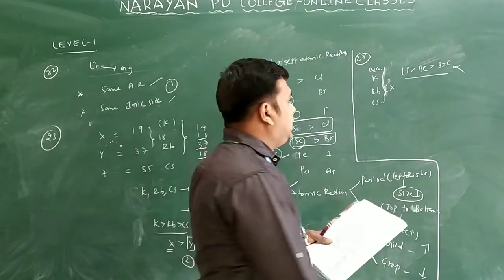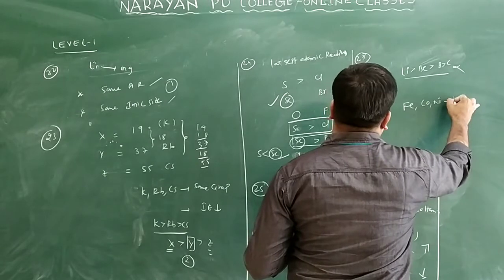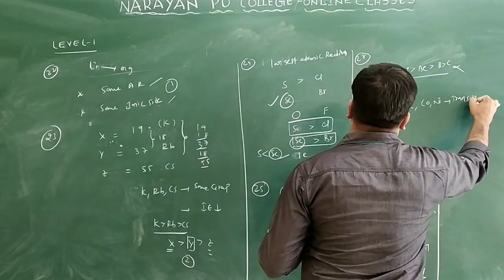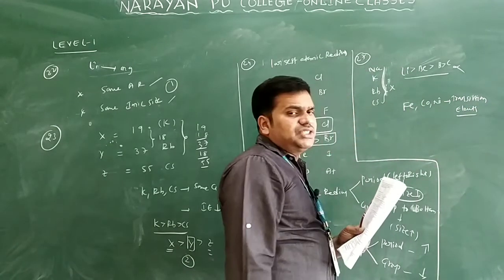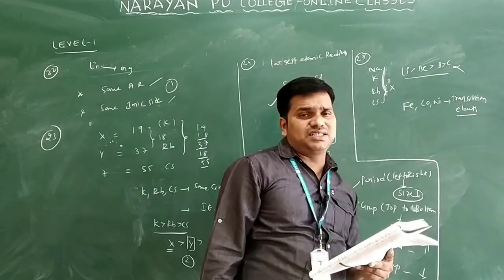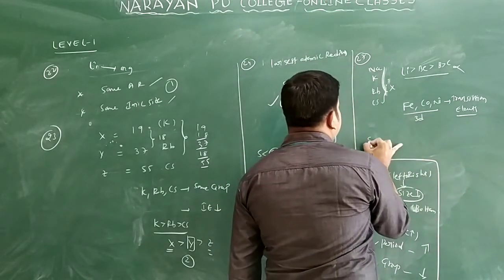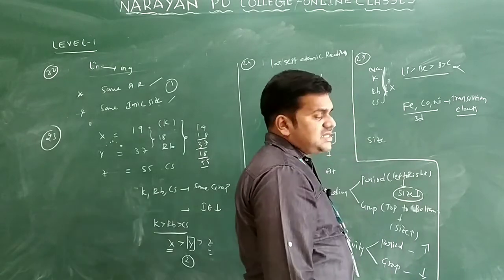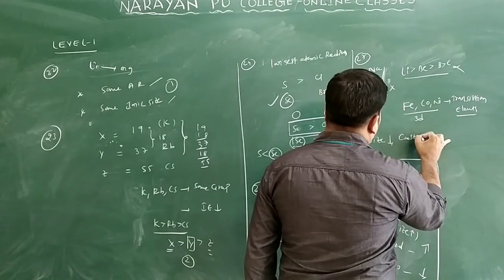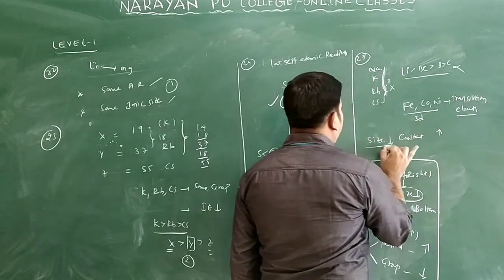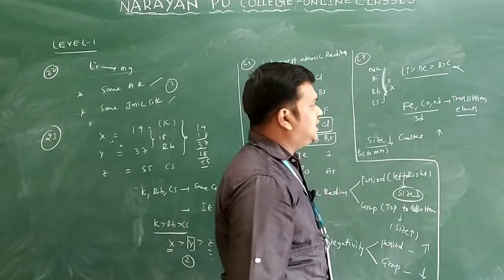You can come to the next one. We have iron, cobalt, nickel. These are transition elements, which come in the 3d transition series. In the 3d transition elements, generally the size initially decreases, then becomes constant, and then increases. From scandium to manganese, size decreases.